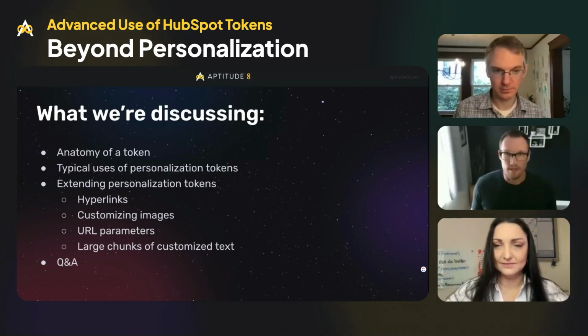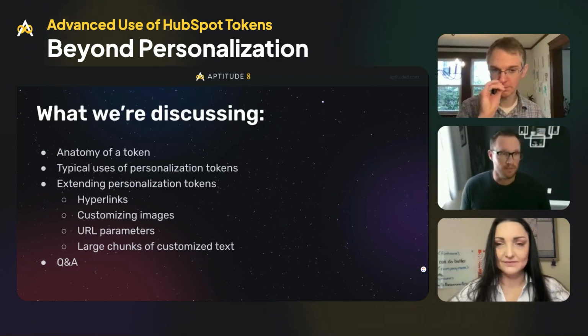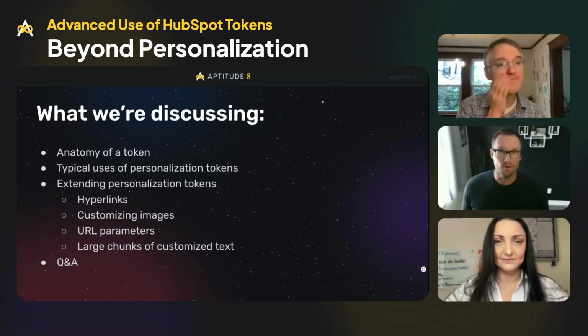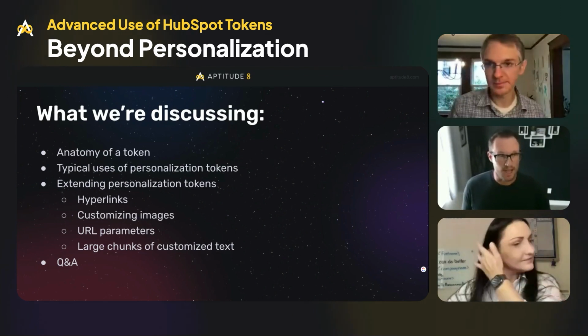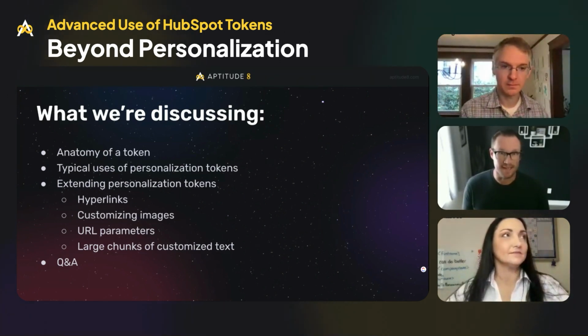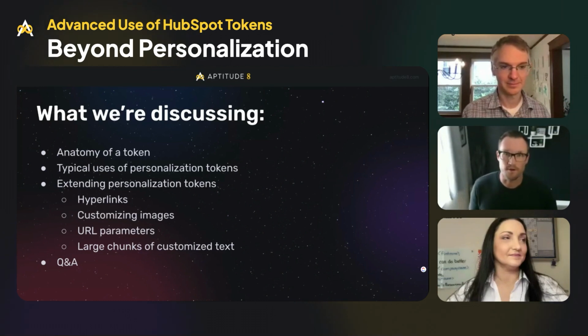But today we're going to talk about what a token is in HubSpot and the anatomy of it, which is important in terms of thinking about how you're using them elsewhere. Then we'll talk about your typical uses, but how can we get more from using a HubSpot token? We'll talk about how we can build them into hyperlinks and what you can do with that, how you can customize images and use dynamic HTML to serve things based on a token that you're storing for an object. Then we'll get into how you can use them as URL parameters. There's a couple of use cases that have come up with clients in the past that I wanted to share with you today. And then we'll get into some thinking about how you can customize large chunks of text.